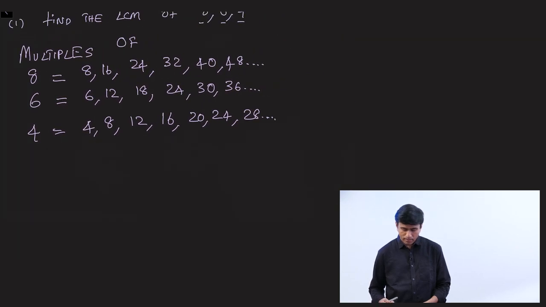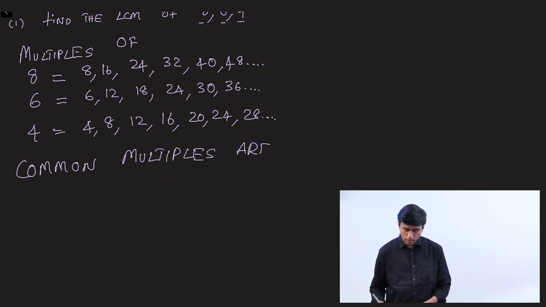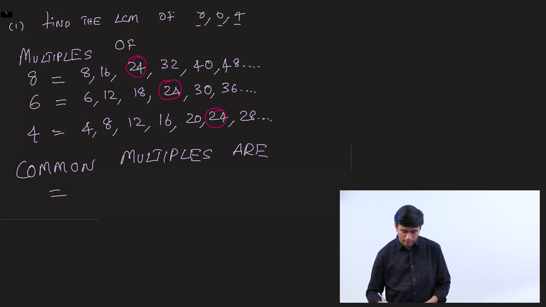The next step is to write down the common multiples. What are the common multiples? Let's circle the common multiples first. We have 24, 24, 24. That's right. We also have 48. You know why 48 is a common multiple?